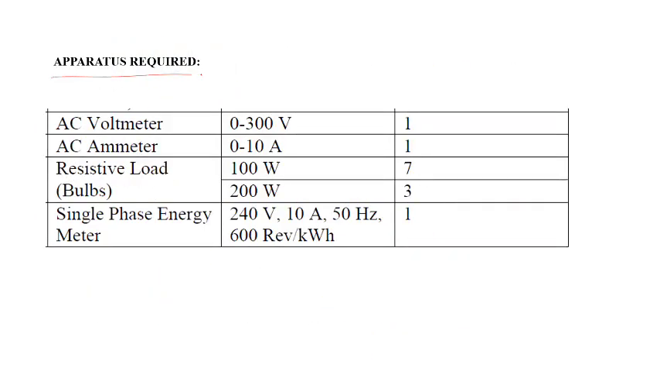Moving on to the apparatus required, we'll be requiring a voltmeter, an ammeter, and some resistive load. In this case, we'll be utilizing bulbs of 100 watts and 200 watts as load. Meaning, as soon as we switch on these bulbs, the aluminum disc would start to rotate, and obviously we'll be requiring a single phase energy meter, which has these ratings already engraved on it by the manufacturers.